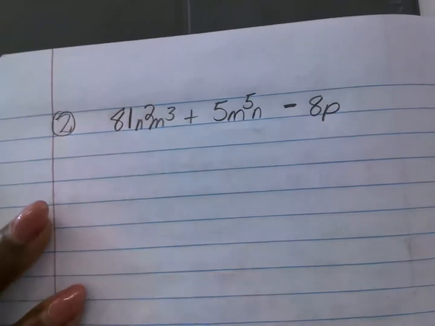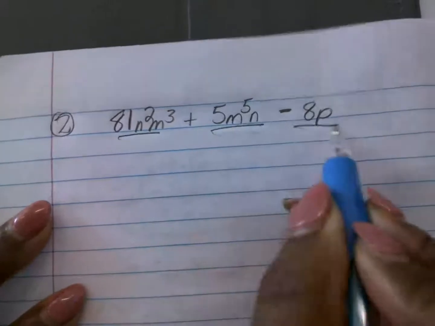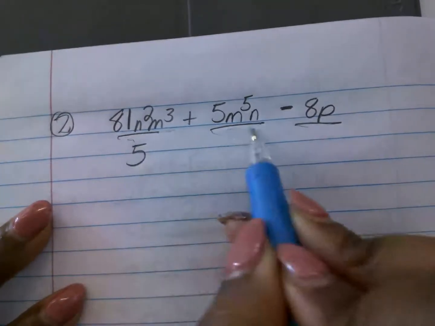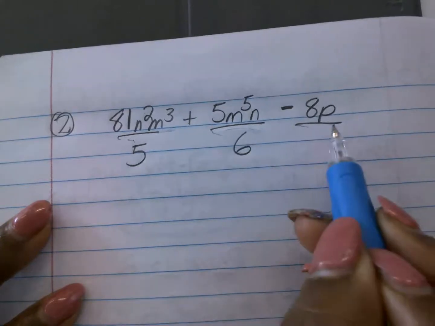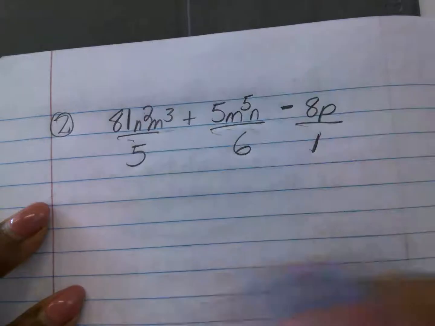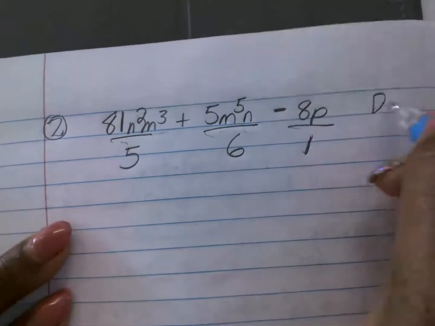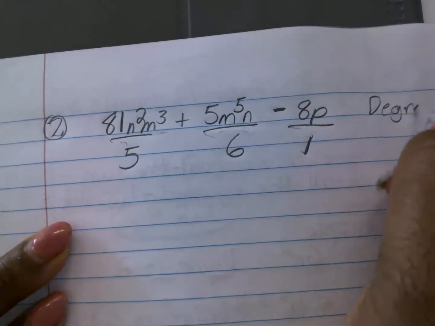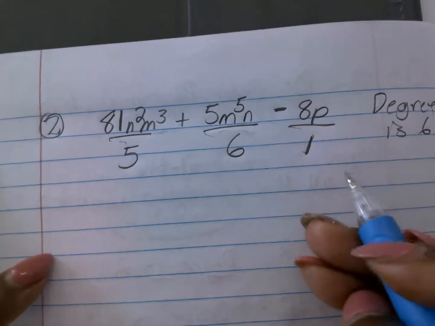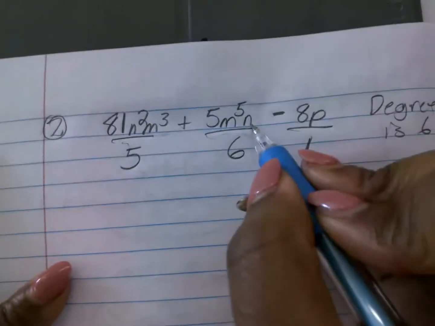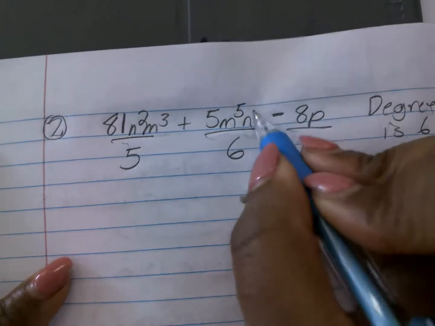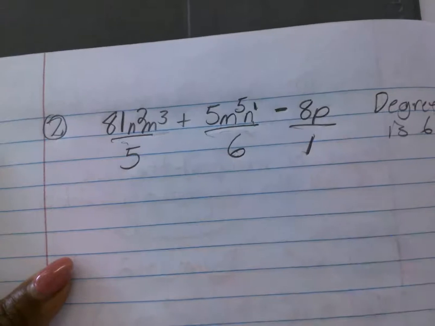All right, so let's do degree of each. What's the degree of this? 5. What's the degree of this? Which one has the highest degree? The degree of the whole thing is 6. Wait, how is that 6? 5, because the n doesn't have an exponent. So what's the exponent automatically there? 1. So when you add 5 plus 1, that gives you 6.